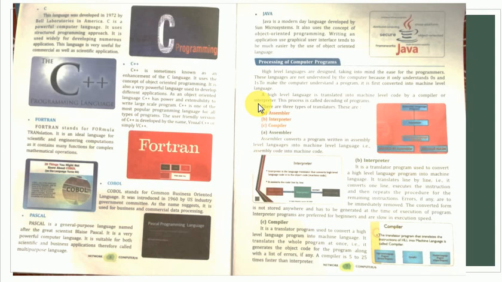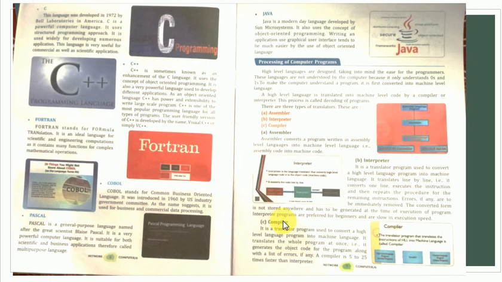It is further divided into three types. First translator is assembler, second is interpreter, the third one is compiler. What is assembler? Assembler converts assembly level language into machine level language. And the second one is interpreter. Interpreter changes high level language to machine level language, and it translates line by line.